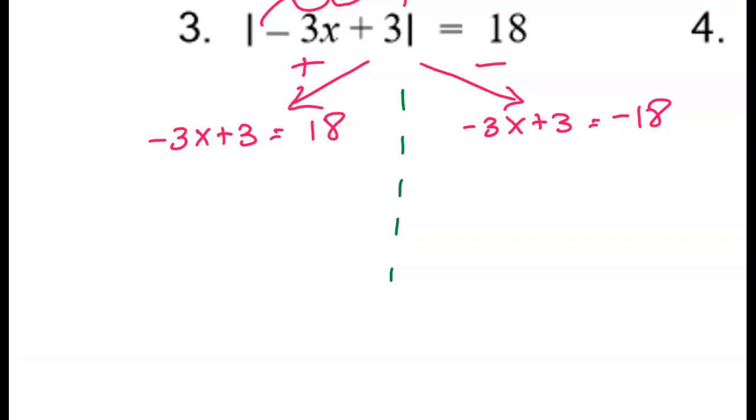Oh, sorry. I can't hear you when you're not facing me. So we minus 3 over. And we have negative 3x is equal to, what's 18 minus 3? 3 gives us 15. Then what do I do?